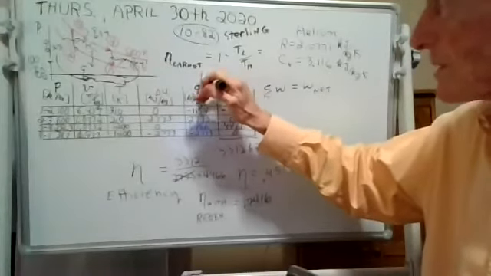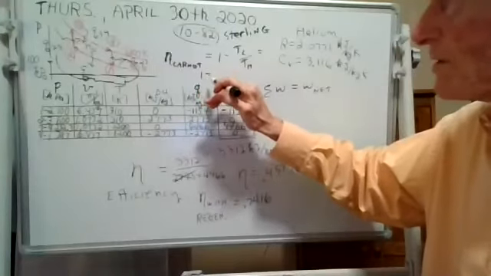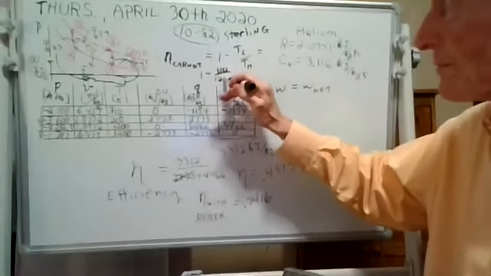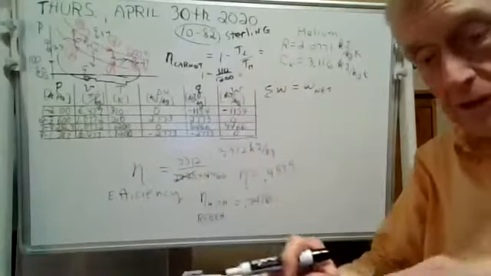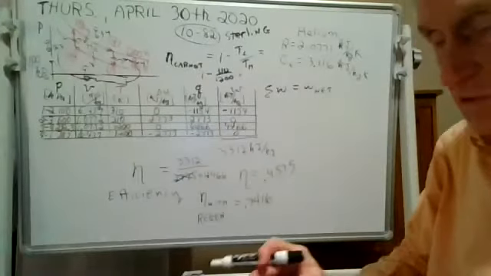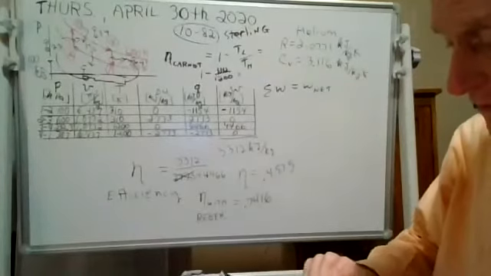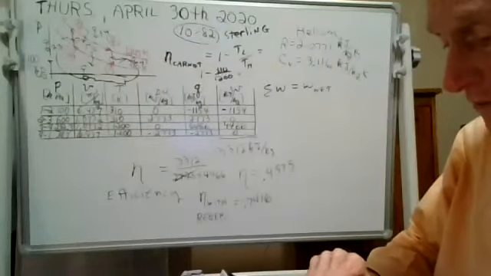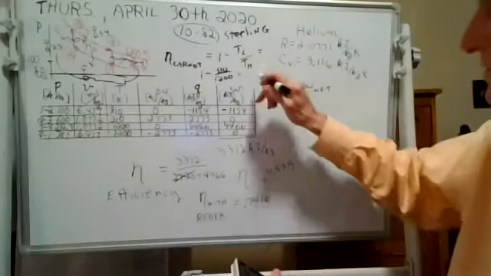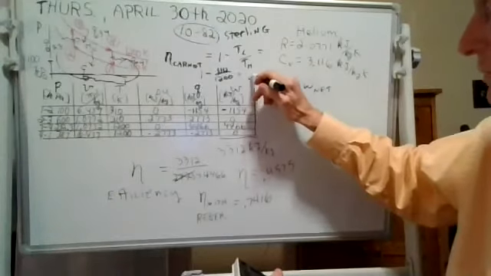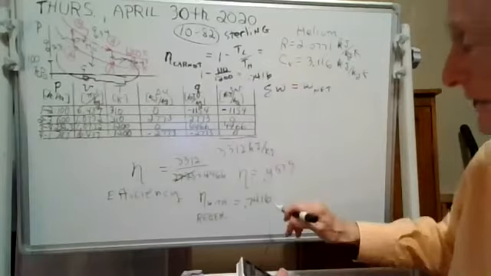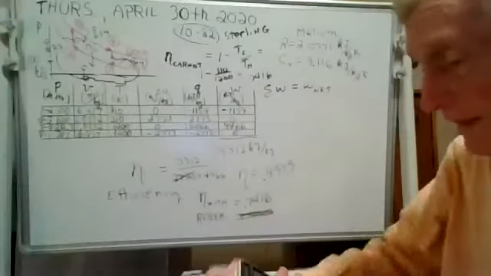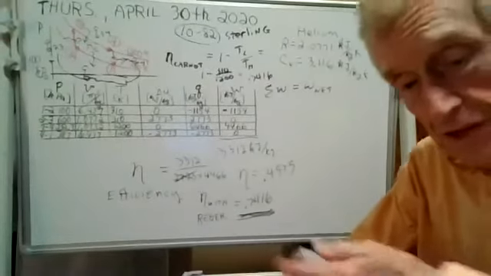1 minus 310 over 1200. Okay, put that in your calculator. Let's see what you get if this was a Carnot cycle. 1 minus 310 divided by 1200. Boy, I'm getting 0.7416, the same efficiency that we got if you had a regenerator.